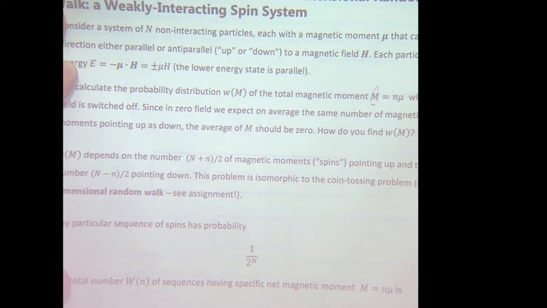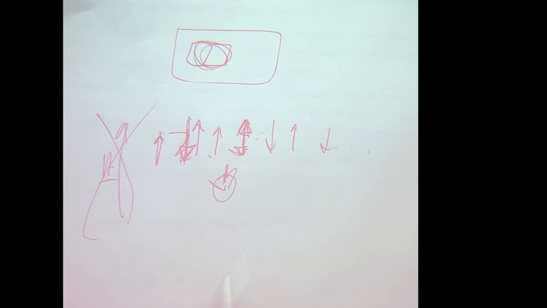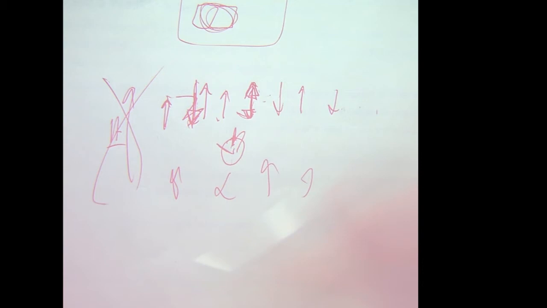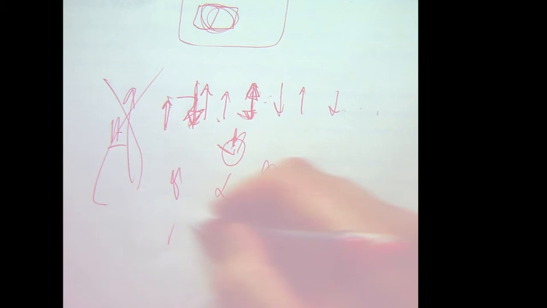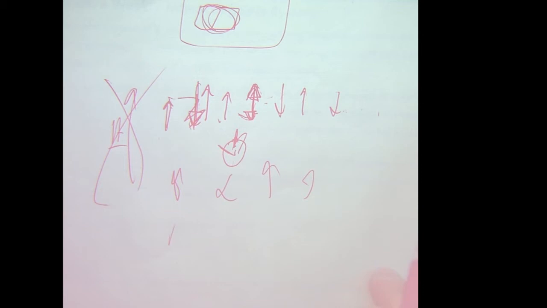So because of the number of spins pointing up, you expect that in the absence of the magnetic field, the number of spins pointing up and the number of spins pointing down should be the same. But what you don't know is where they're going to be. So the same energy, the same magnetization, you expect zero magnetization. The same magnetization has many possible permutations of up and down, as long as you have the same number up as down.